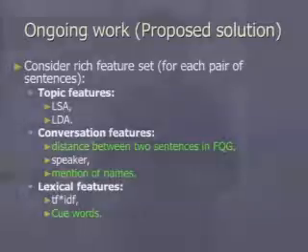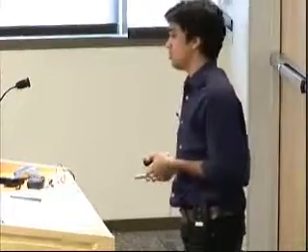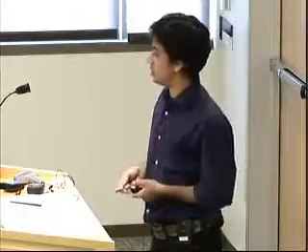So right now what we are trying to do, this is the proposed solution, where we intend to consider a rich feature set for each pair of sentences. In the topic features we have LSA, latent semantic analysis, then LDA, latent Dirichlet allocation. In the conversation features we have the distance between 2 sentences in the fragment quotation graph, the speaker, and the mention of names. In the lexical features we have the TF-IDF measure and the keywords.